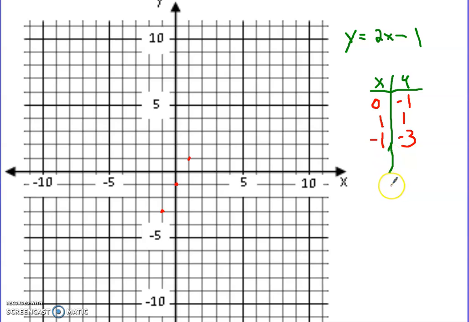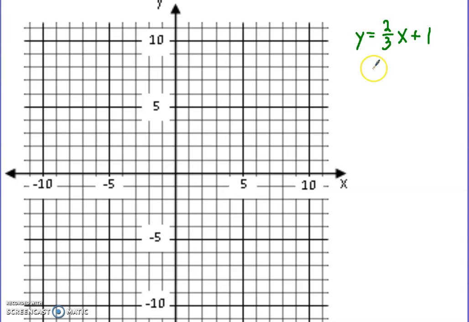Anytime you get a point that doesn't line up, that means you've made a math mistake. Every single time, these will line up, no matter what number you pick. Even if you picked 6, 6 times 2 is 12, 12 minus 1 is 11, so if you go all the way to (6, 11), it will line up with that line. But you don't want to pick big numbers, because big numbers mean you have to graph big numbers. So you choose smaller numbers. Typically, I try 0, 1, and -1, or 0, 1, and 2, so it works out nice and easy.